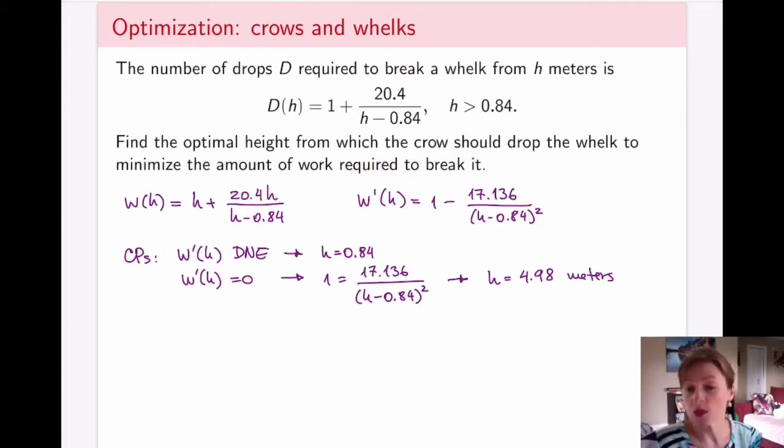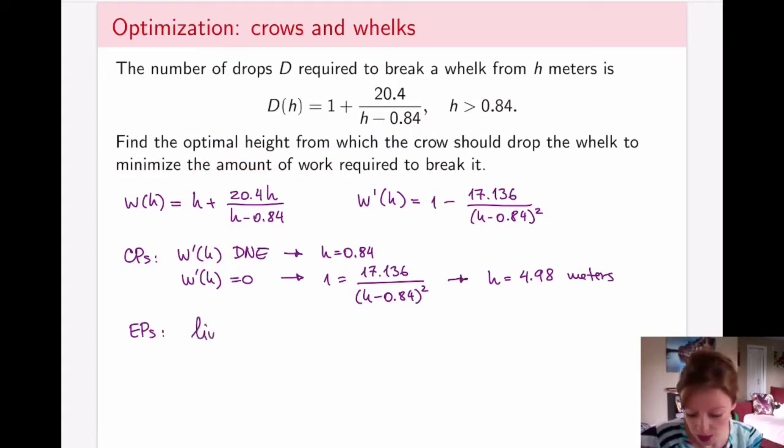The other way to do it is, of course, to test out the endpoints, and that's the method I'm going to use, but I encourage you to do the other two methods just for practice. So in terms of endpoints, I have to think of what is the smallest and the largest that this h can be. Well, right in the problem itself, I'm given the restriction that h has to be bigger than 0.84, so my smallest point is 0.84, except we know that that is a vertical asymptote for all of our functions here. So I cannot plug in 0.84, but I can plug in a value really, really close to it in the limit.